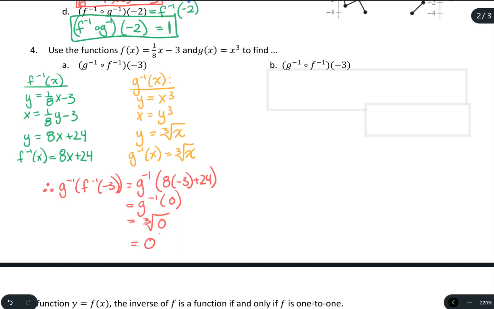And what we should have is this. And you'll see that I didn't bring down my left-hand side, so I want to make sure everybody does that. So g inverse of f inverse of negative 3 is equal to 0.